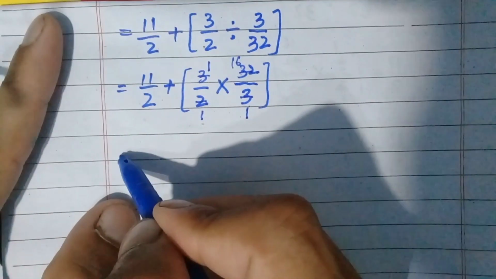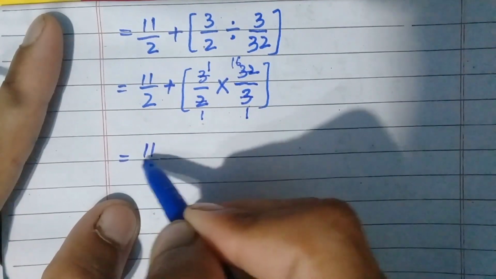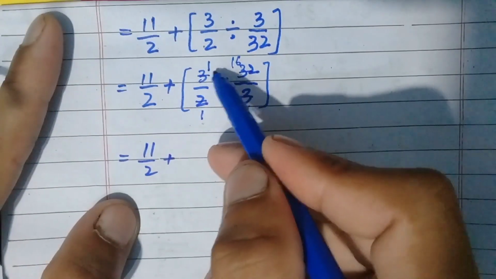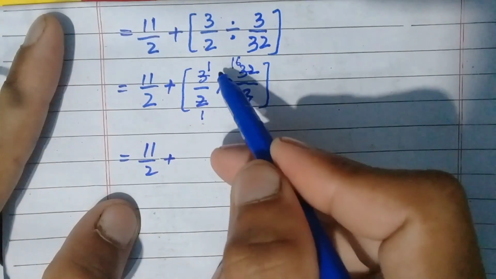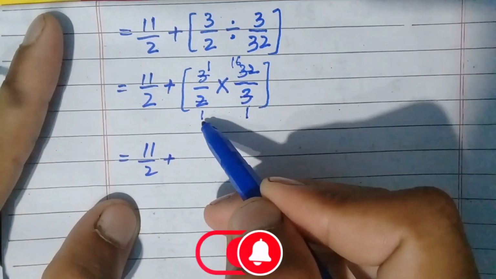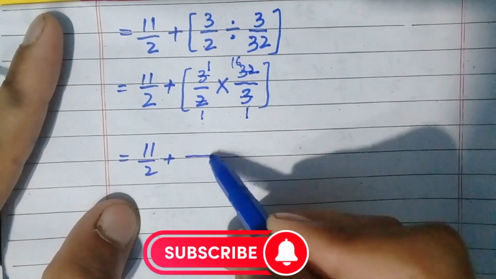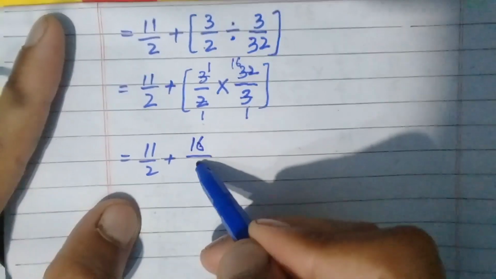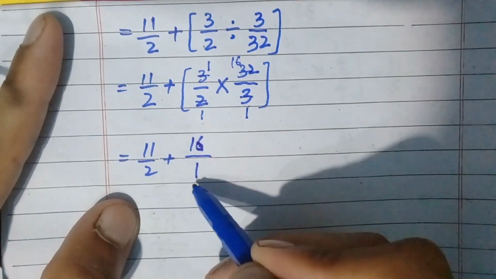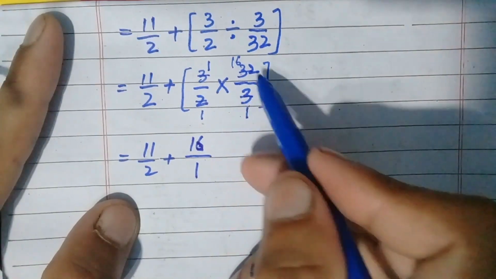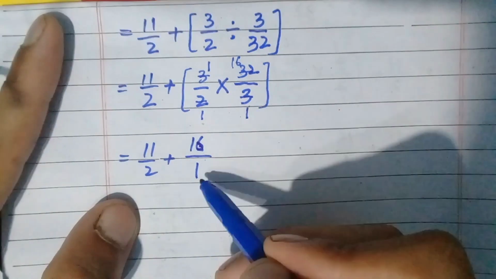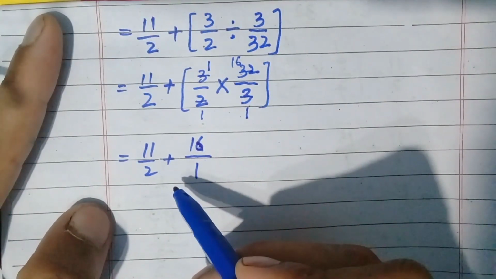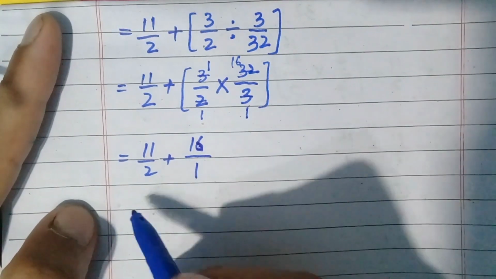Now further simplify this, 11 by 2 plus, so here we will multiply 1 with 16 in the numerator, and in the denominator we will multiply 1 with this one. So 1 times 16 is 16 and 1 times 1 is 1. So here from the square bracket we get 16 by 1. Now only one operation is left, that is addition. Now we will add these two numbers.